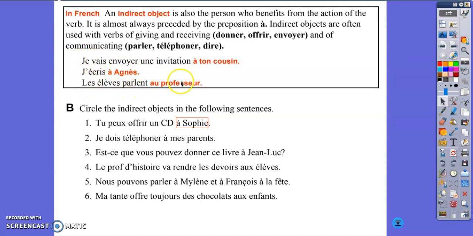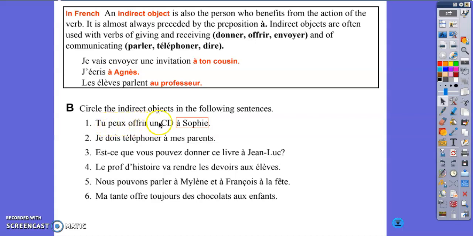Les élèves parlent au professeur. So the students are speaking to the professor. So they're speaking to who? To the professor. So let's try the same thing in French now. So circle your indirect objects in the following sentences. Again, number 1's been done for us.